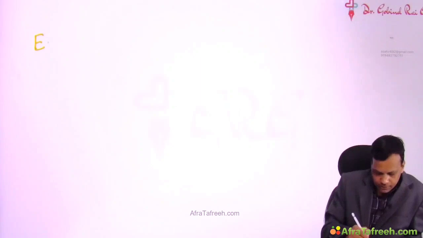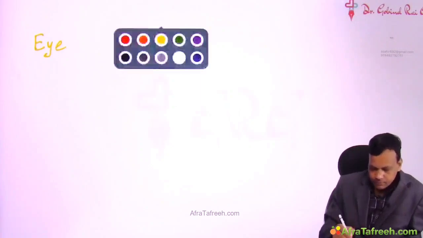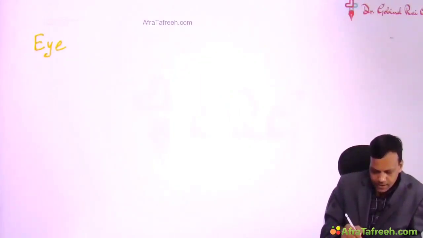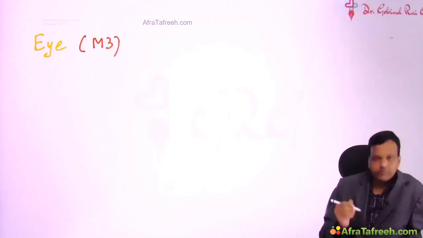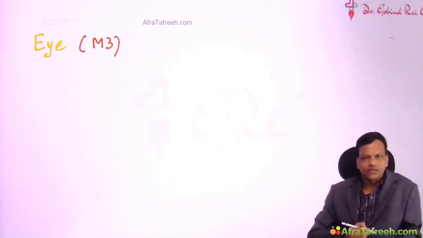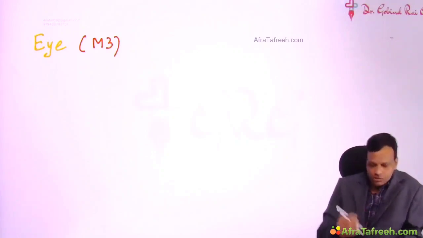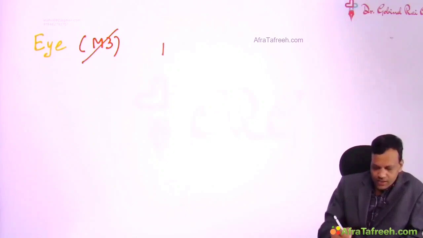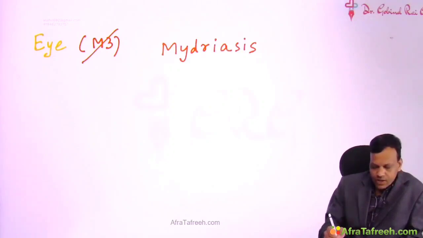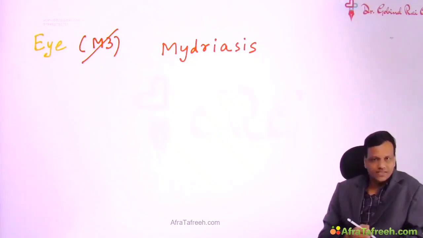Next is effect of anticholinergic drugs on eye. Again, the receptor in the eye is M3. When we stimulate M3, it causes miosis. So if we block M3, the drug will result in mydriasis. So anticholinergic drugs will cause mydriasis.